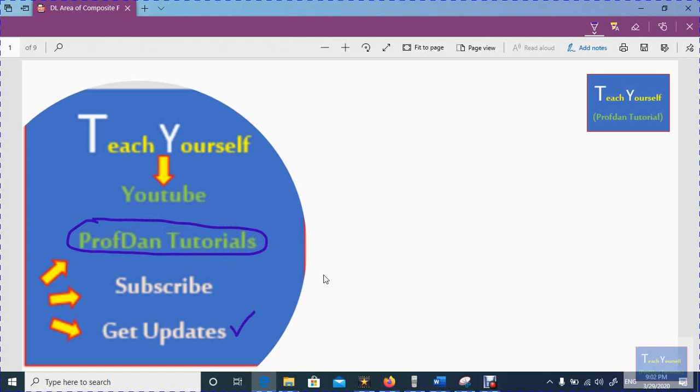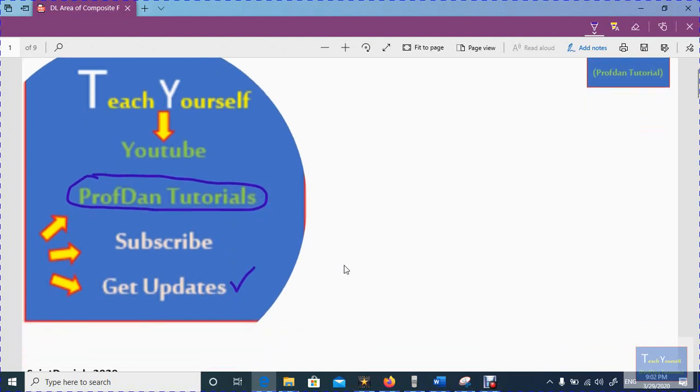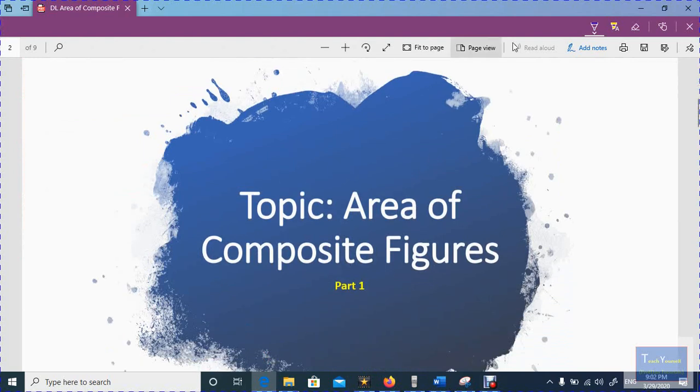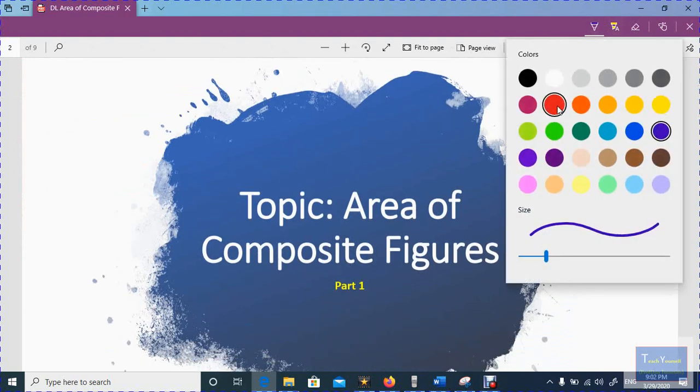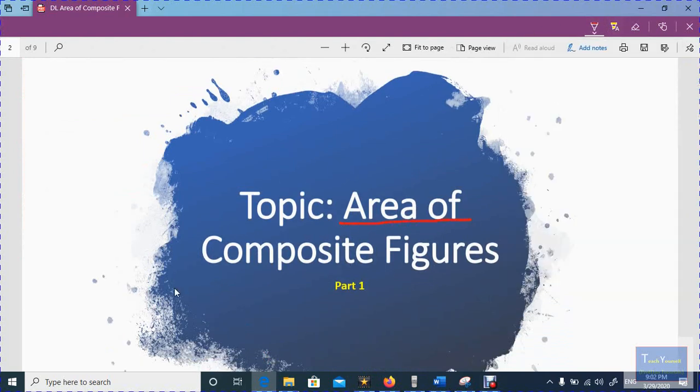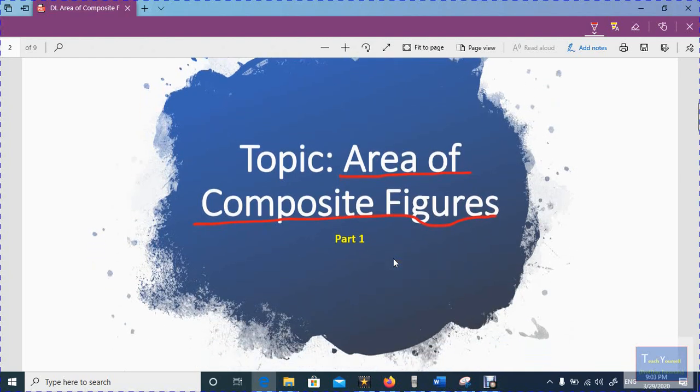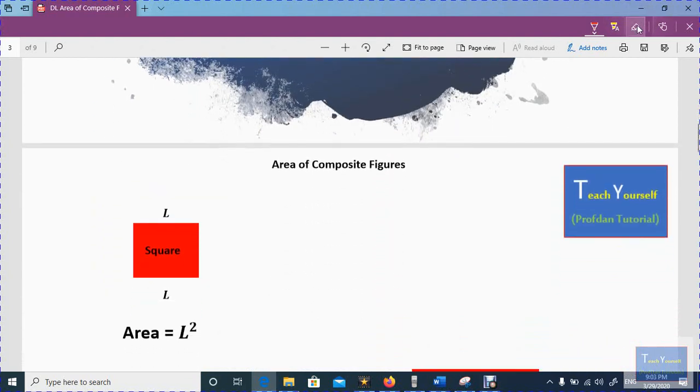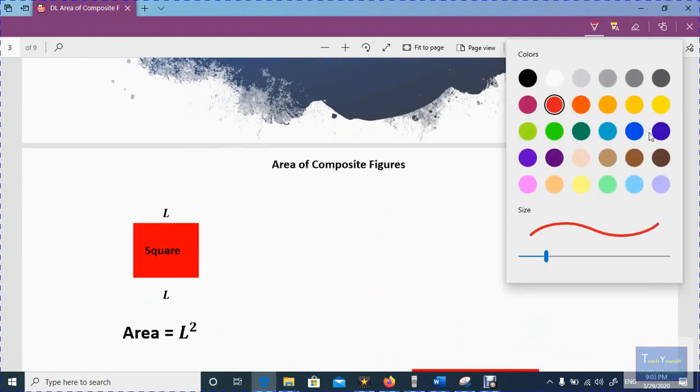Okay, our focus today is to look at area of composite figures, part 1. What are composite figures? We'll be looking at what composite figures are, and we're going to recall some areas of basic shapes. Then we'll solve some examples. Now to start with, we'll look at a square.